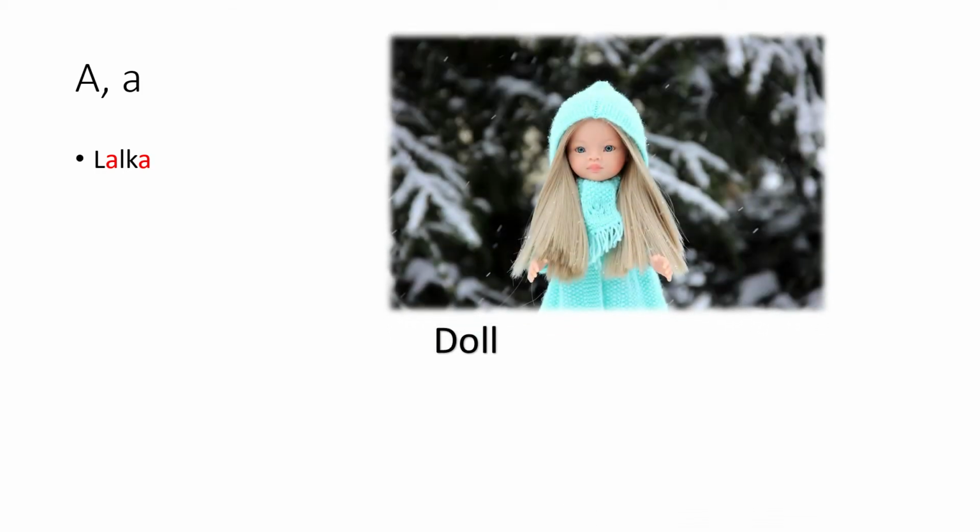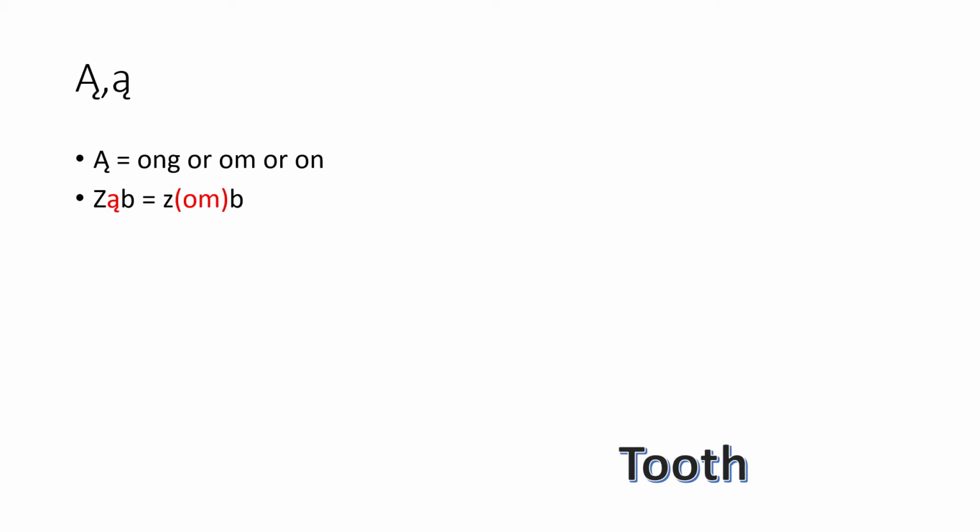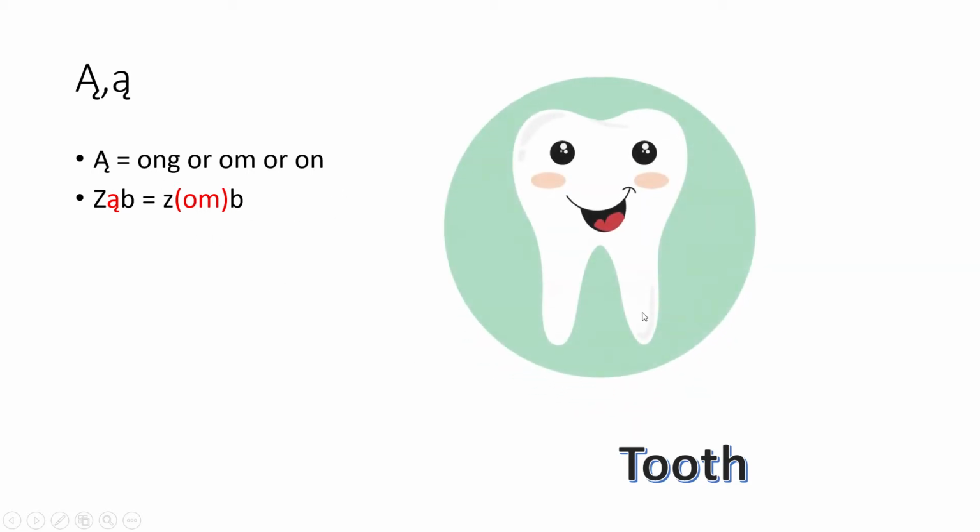A, lalka, doll. This one is obvious. A with the hook is pronounced differently, so you can either say it in English, let's say ong, or on, depending. Like every person has a preference. So it's gonna sound the same when you just put it with, in this example, like zomb. Okay, you can say zomb, like it depends. It means tooth.